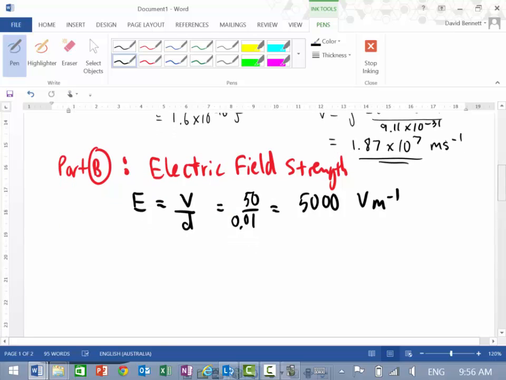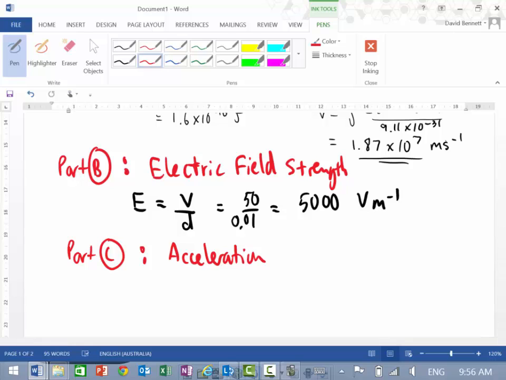We need to also work out part C. We need to work out the acceleration. So to work out the acceleration, we're looking at the acceleration due to the electric field. It's a bit like the gravitational field, as I tried to explain the other day. Imagine the big plate here and the big plate there, and we're throwing our electron through there. It's going to go in parabolic motion, isn't it?